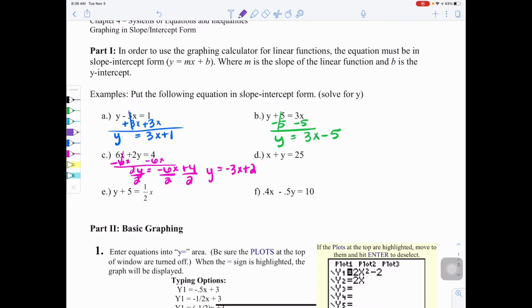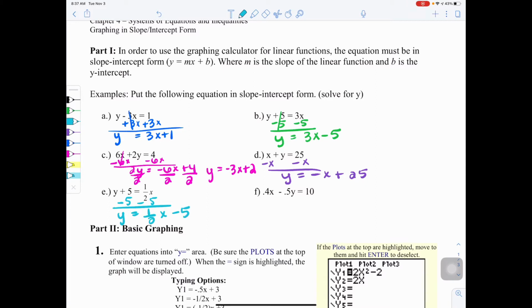Part D, x plus y equals 25. I need to move the x by subtracting x from both sides. So y equals negative x plus 25. In part E, y plus 5 equals 1/2 x. We want to move the 5 by subtracting it from both sides. So we get y equals 1/2 x minus 5.